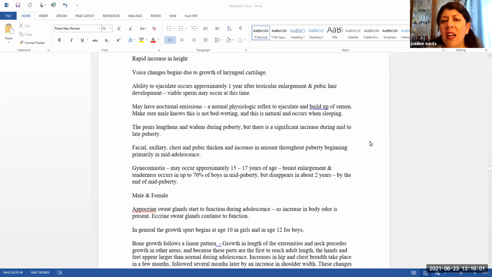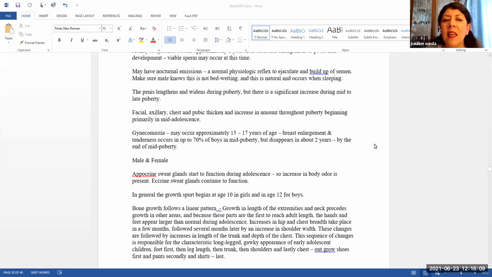The ability to ejaculate occurs about a year after testicular enlargement and pubic hair development, and viable sperm may occur at this time. They also may have nocturnal emissions, which is a normal physiologic reflex to ejaculate the buildup of semen. Make sure males know that this is not bedwetting and this is a natural occurrence that occurs when sleeping.